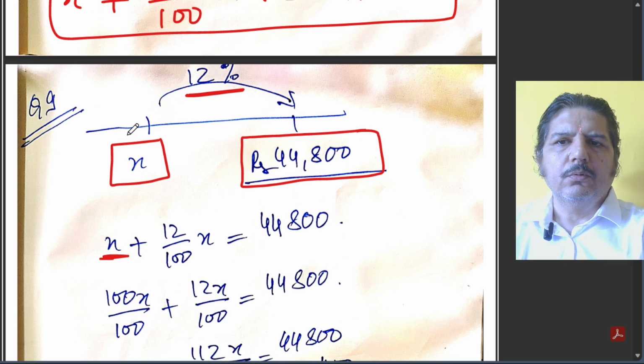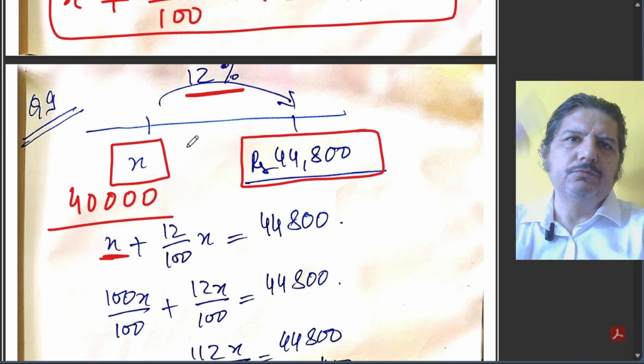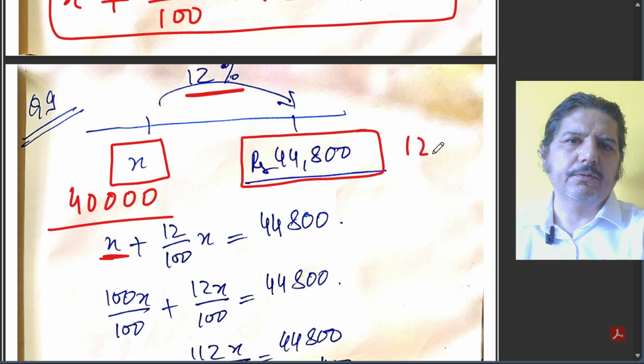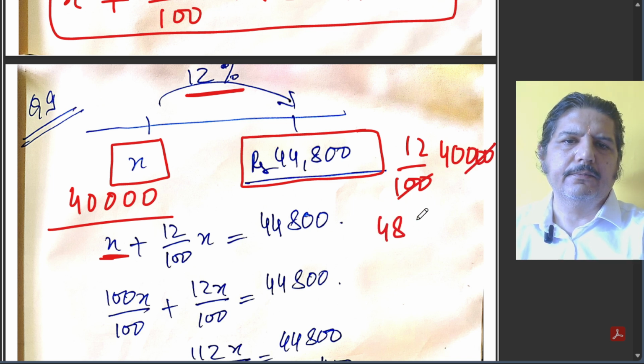So 40,000 here. Just to check the answer, 12% of 40,000 is 4,800. I add to 40,000.